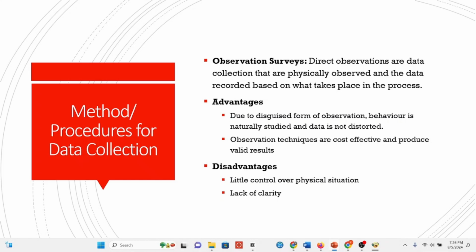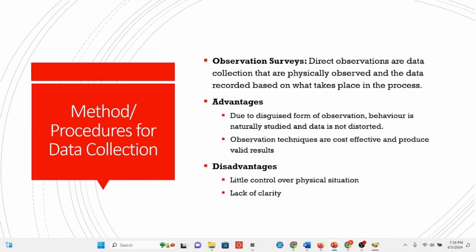2. Cost-effective and valid results. Observation techniques can be cost-effective, especially when compared to more structured methods like experiments. They provide valid and reliable data because they capture actual behavior rather than self-reported responses. Let's look at some of the disadvantages as well.